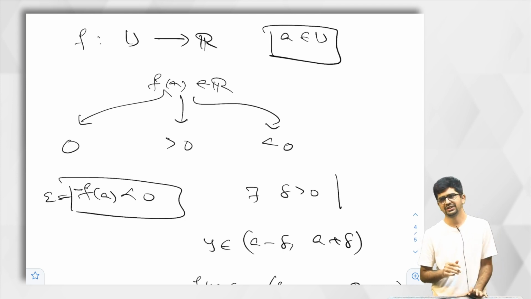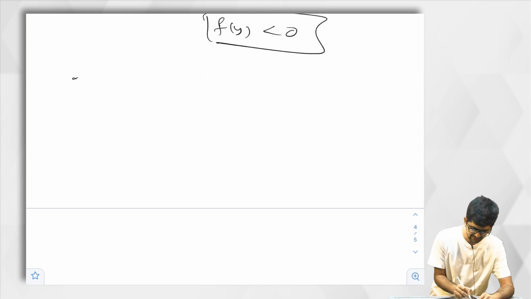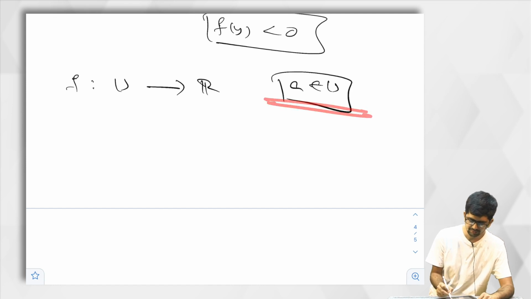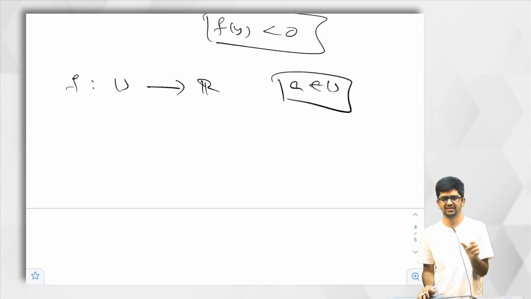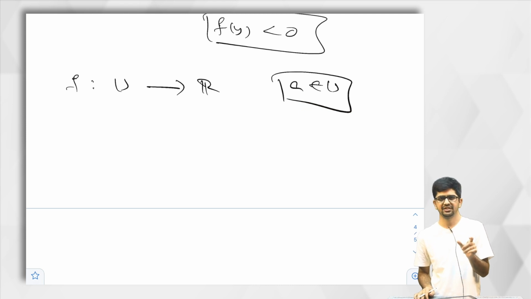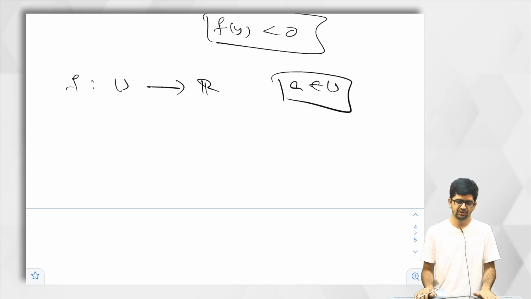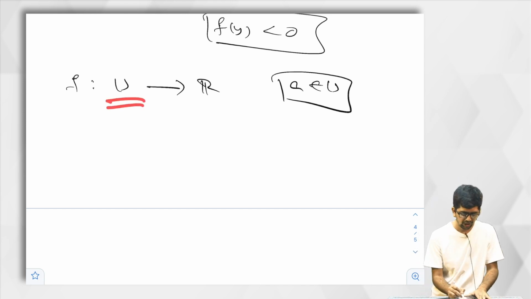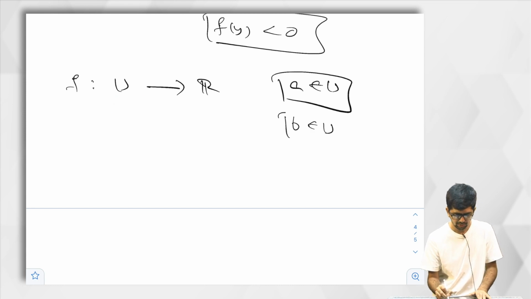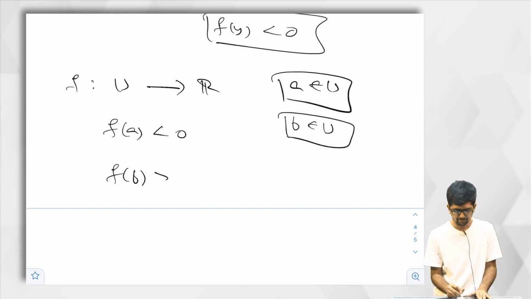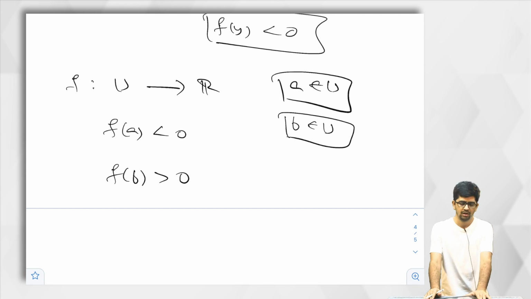Okay. So let us now ask a different question. What we have seen just now is the following: for a function from u to R, if for an element a belongs to u, f of a is positive, there is a neighborhood on which f is taking positive values. If f of a is negative, then there is a neighborhood around a on which f is taking negative values. Let us ask the following question. Let us assume there are two elements in u, not just one: a in u, b in u, such that f of a is negative, f of b is positive. What can we say about this?